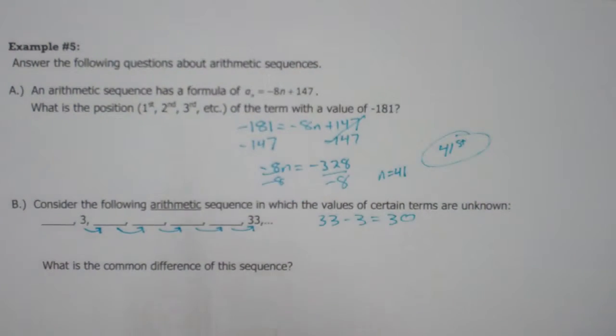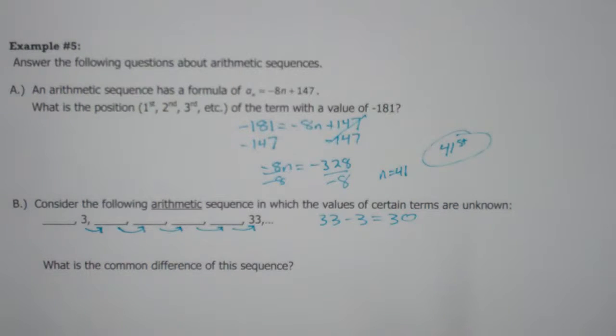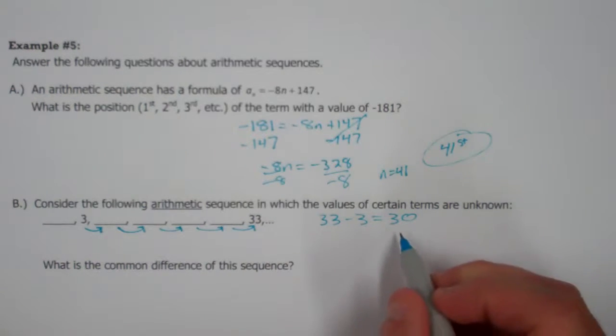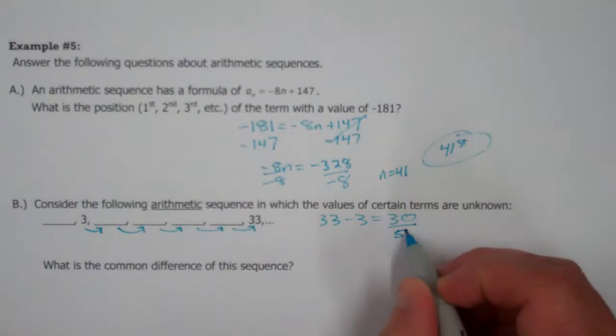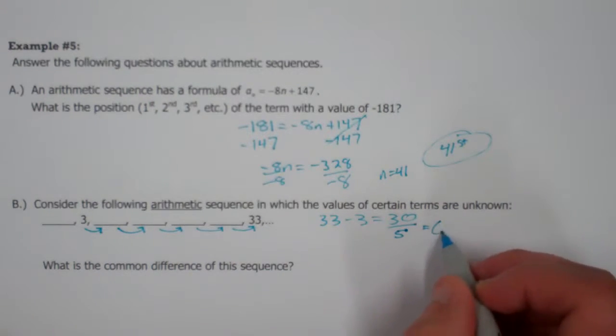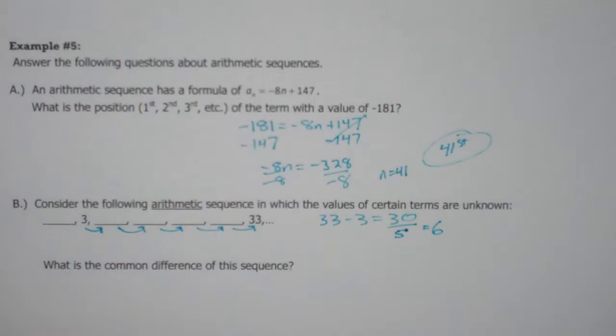And remember, even though you see 4 blanks there, you're not going to be adding D just 4 times. If you look at the arrows, you can see quite clearly that we're going to have to add D 5 times. So we're going to take that 30 and divide it by 5, and that's going to get us 6. So let's think about what that means. If we add 6 each time, we should go from 3 to 33. Let's check it just to make sure.